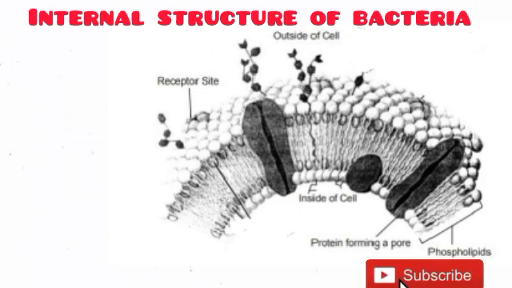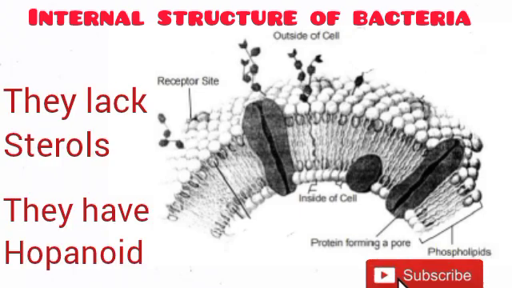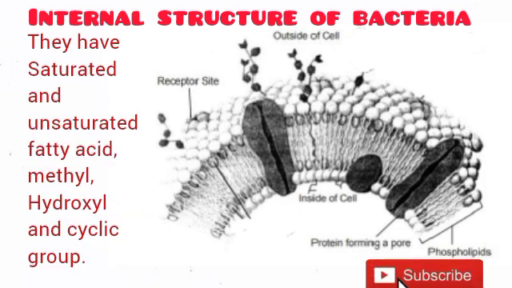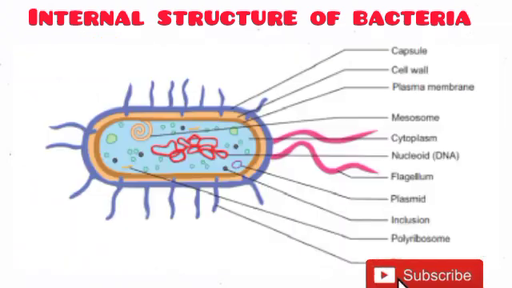Note that the plasma membrane of bacteria lacks sterol, but they possess a sterol-like compound termed hopanoid. They also contain a variety of saturated and unsaturated fatty acids, as well as methyl, hydroxy, and even cyclic groups. The absence of sterol distinguishes the plasma membrane of bacteria from that of eukaryotic organisms that actually possess sterol.